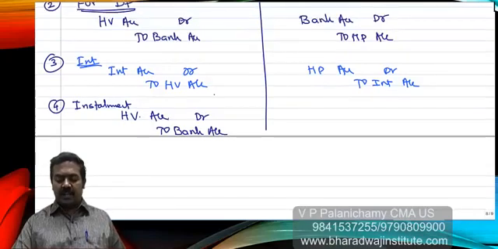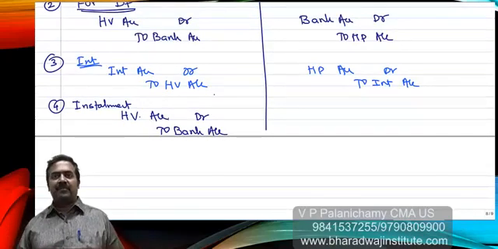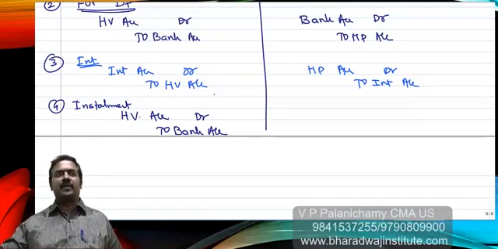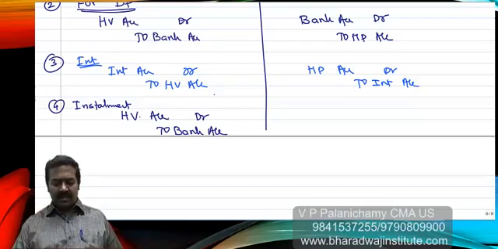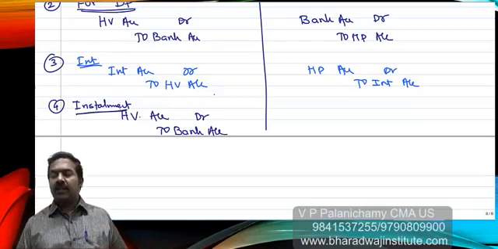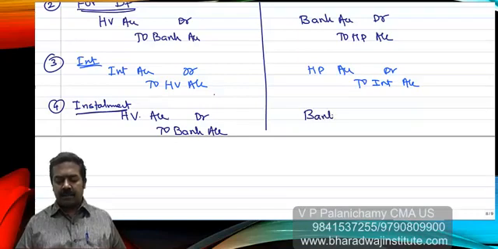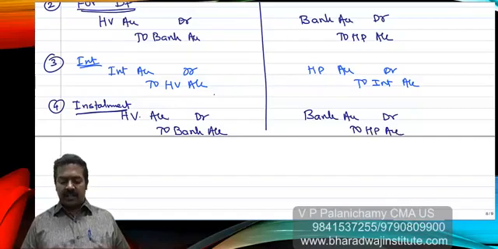Now, what is the difference between down payment and this one? The entry is the same, but down payment will come only once. This installment payment will come every year. Here he is collecting the money. What entry will he pass? Bank account debit to hire purchaser.